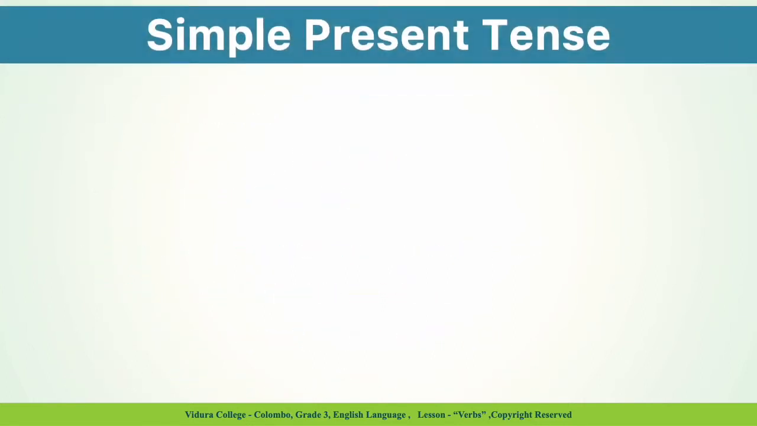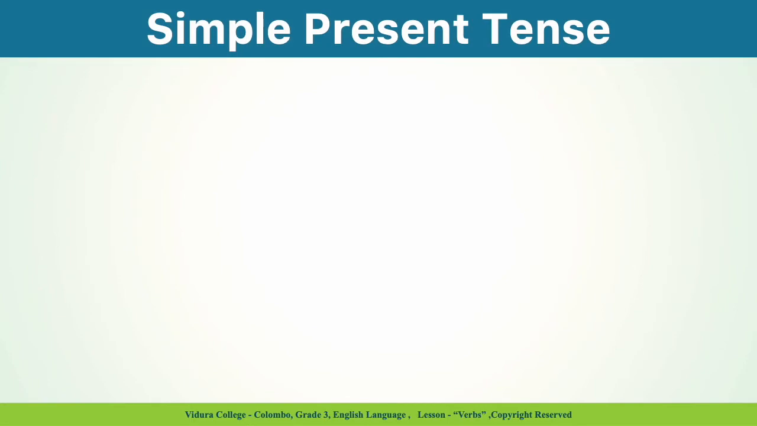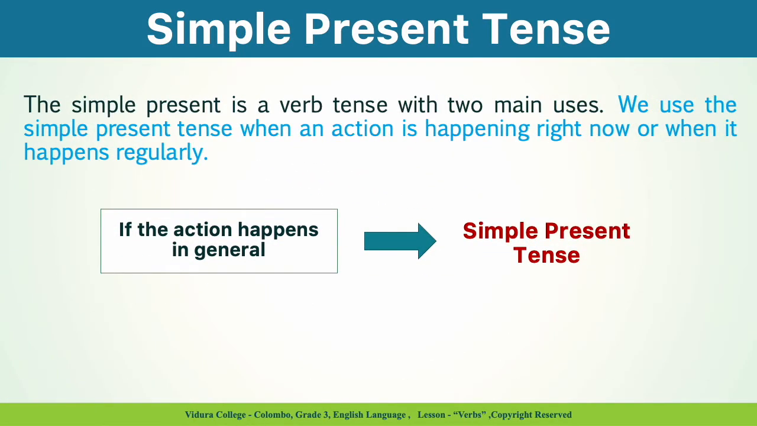Now we are going to learn about simple present tense. Simple present tense is a verb tense. We use it to describe the things that are happening now or the things that happen regularly. That means the actions happen generally or the habits in your daily life. Here are some examples: run, drink, draw, walk, eat, sleep.